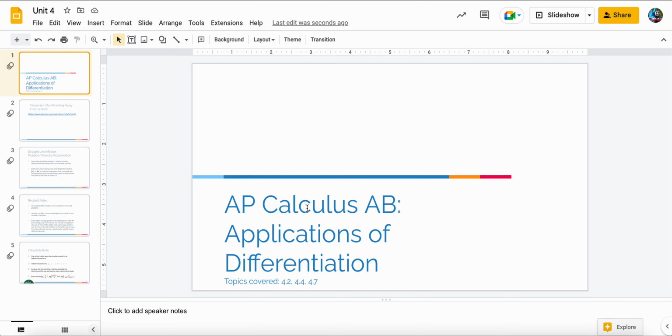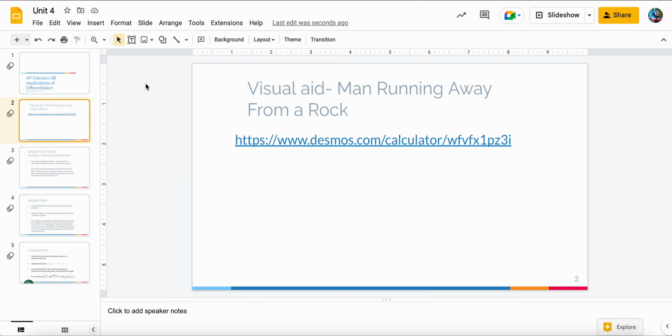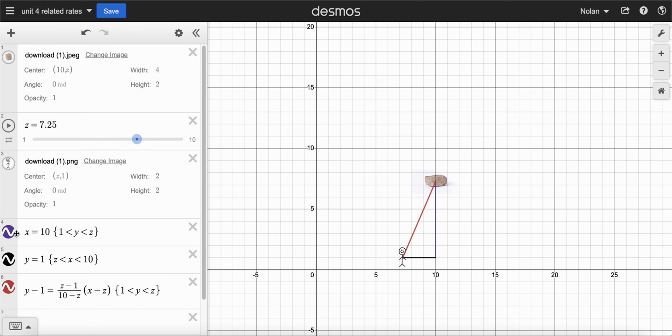Applications of differentiation. First, we're going to do our visual aid, and we have this image of a man running away from a rock. So you see the rock falls down at a steady rate, the man runs away at a steady rate, and the question that'll be posed is at what rate does the distance between the man and the rock change?